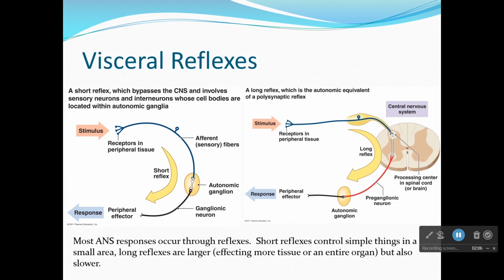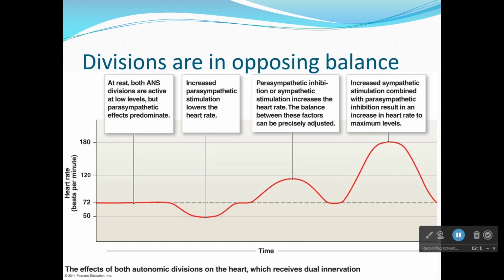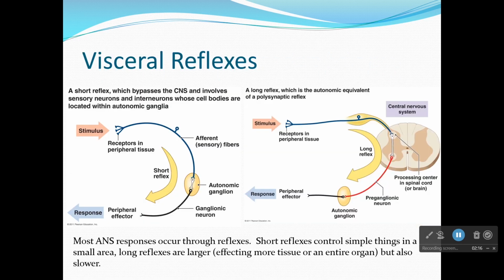Okay, so how does this system work? If we know that the different divisions cause changes in the target organs, what is the system by which that happens? Well, there are basically two main categories of reflexes.